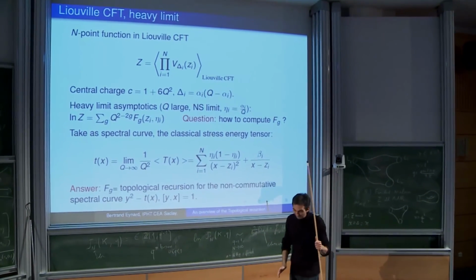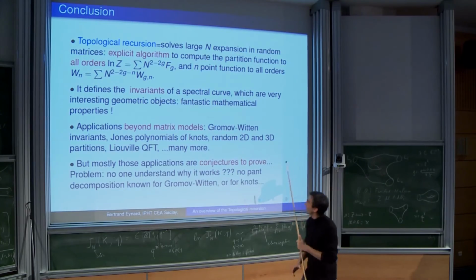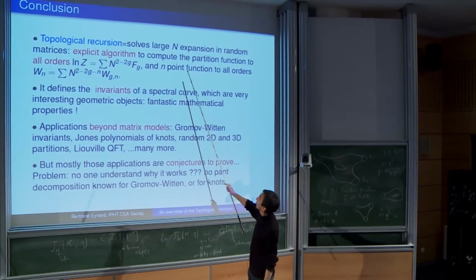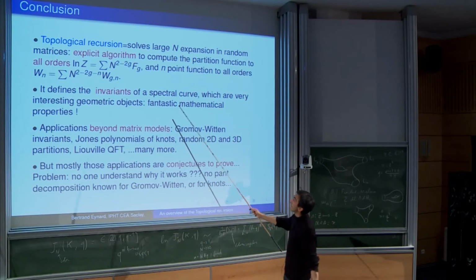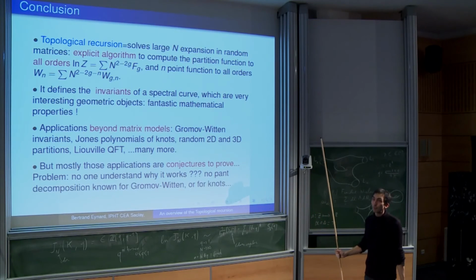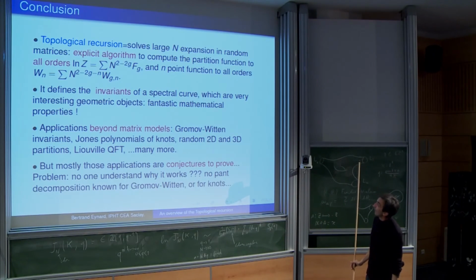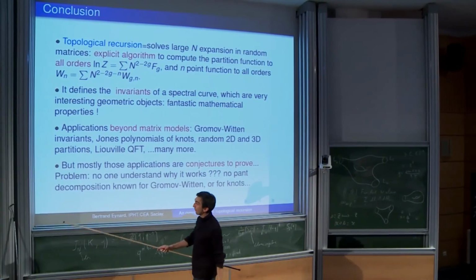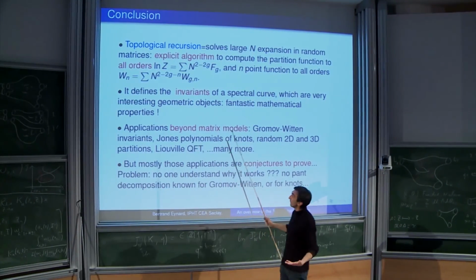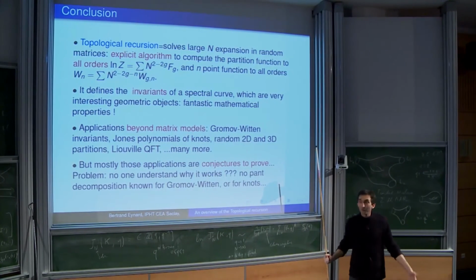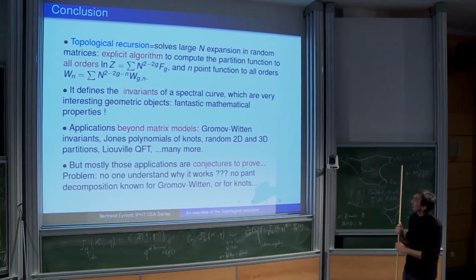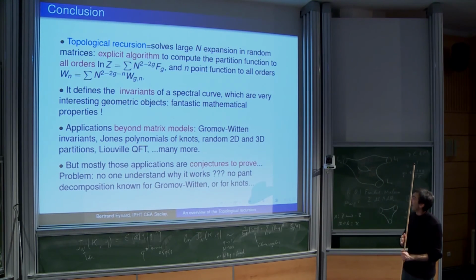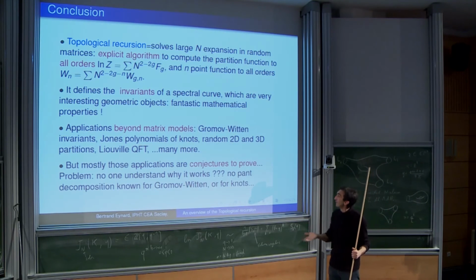Okay. Well, I will just conclude. Initially, the topological recursion was introduced in matrix models, and indeed, it allows one to find the large N expansion of matrix models by a kind of explicit algorithm. So somehow it solves the problem of computing the large N expansion of matrix models. And if you abstract it from matrix models, if you apply it to an arbitrary curve, then it defines some interesting objects, which you call the invariants of that curve, and they have lots of fantastic mathematical properties, and I think they deserve to be studied just because of that.